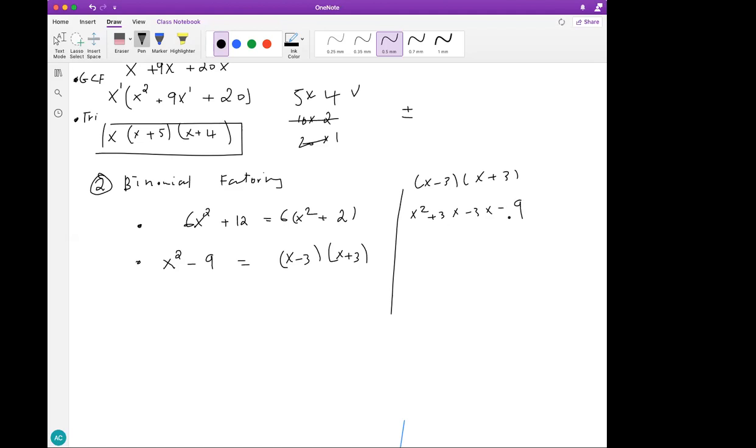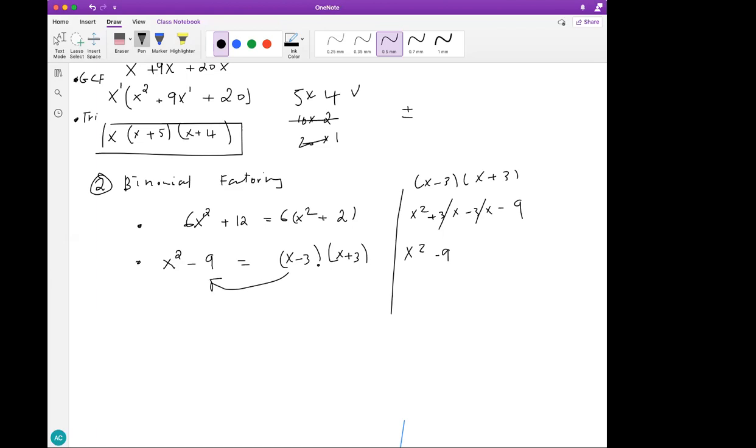What happens to this now? Can we simplify it? Yes. How? The plus 3x minus 3x is going to disappear. That's right. These two cancel out because they're opposites. We have negative and positive. What's left is just x to the second minus 9. So this is actually true, because we multiplied it and we got back to this.